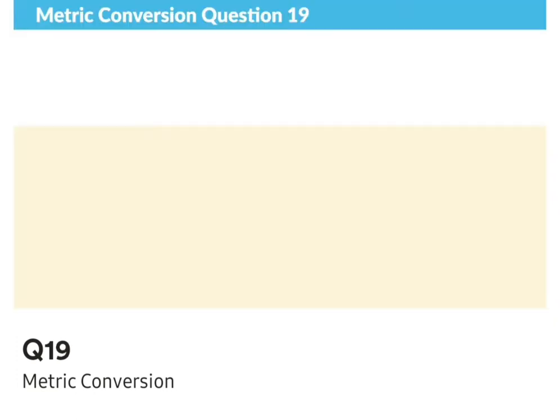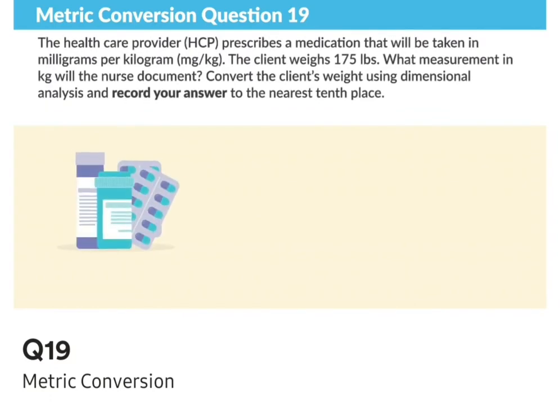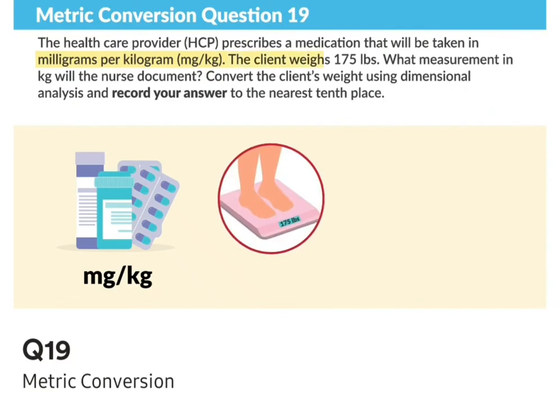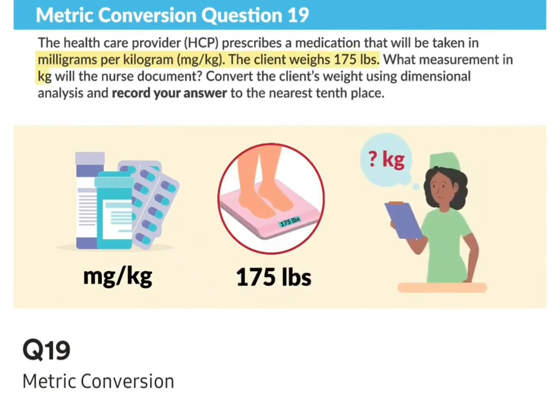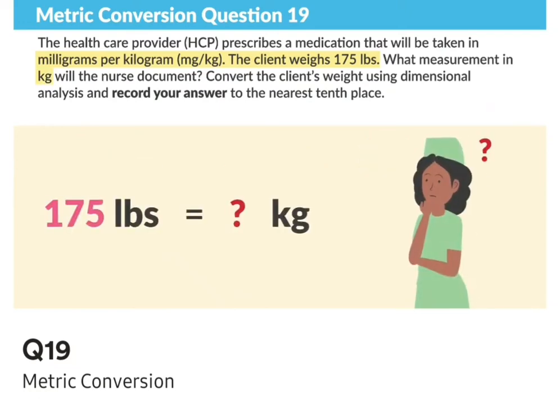Now for the next question. The provider prescribes a medication that would be taken in milligrams per kilogram. Now the client weighs 175 pounds. So what measurement in kilograms will the nurse document? So we have to convert the child's weight using dimensional analysis and record the answer to the nearest 10th place.